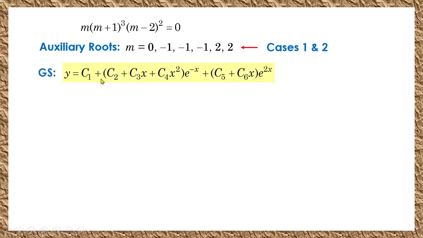Case 1, itong C1 e to the 0. So, C1. Itong case 2, C sub 2 plus C sub 3x plus C sub 4x squared e to the negative x. Then sa 2, 2, C sub 5 plus C sub 6x e to the 2x. Okay, guys? Okay, guys.